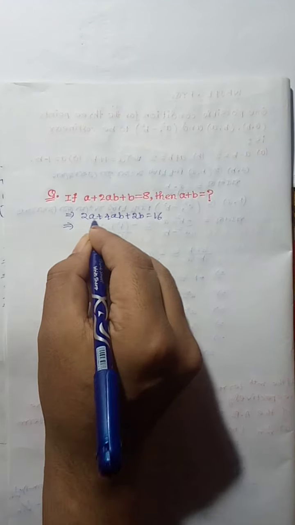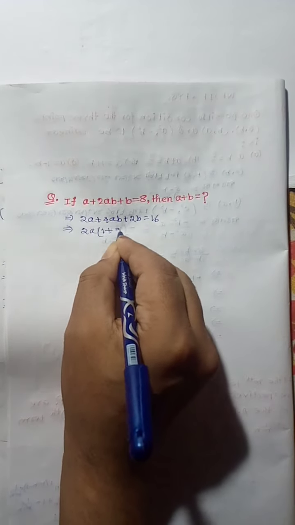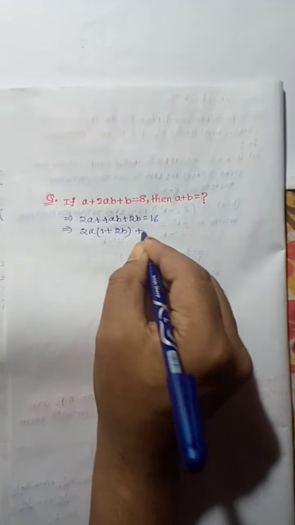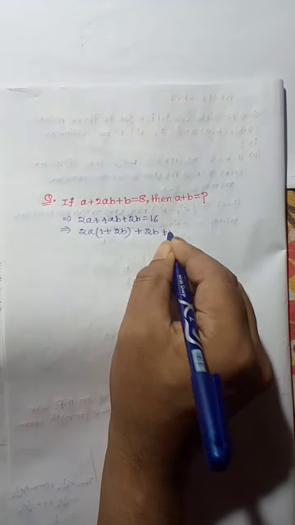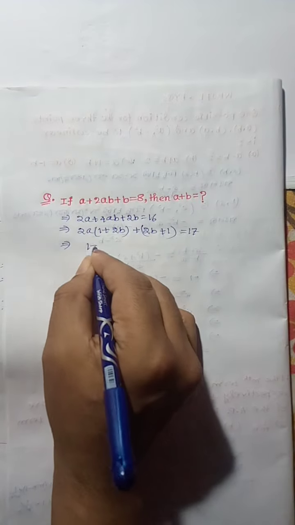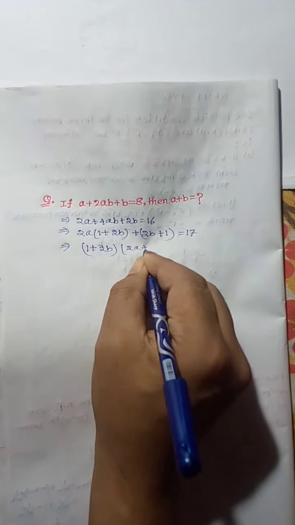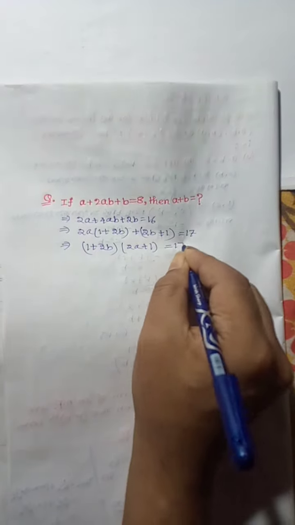Now taking 2a common, we are getting 1 plus 2b here, and this is 2b, adding 1 on the left hand side, and on the right hand side this is going to be 17. Now taking common 1 plus 2b, so this is 2a plus 1 equal to 17.